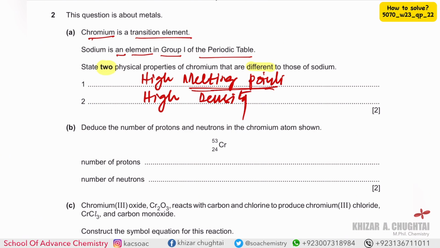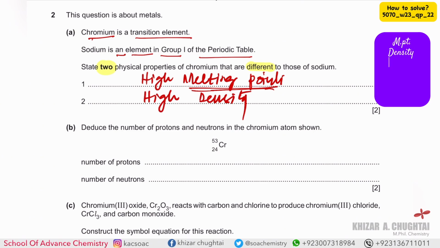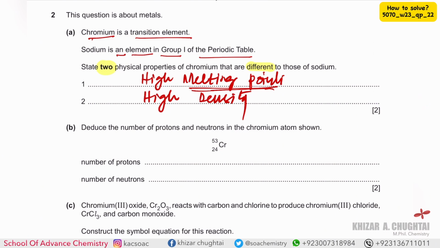You should memorize the list of physical properties. I mean, melting point, density, volatility, malleability, electrical conductivity, and solubility. And here are the two different unique physical properties.